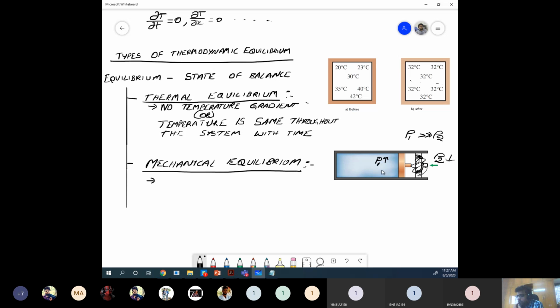Let's say this P1 and P2 come to equilibrium after some time. Obviously after some time this piston will move until P1 is equal to P2. Once P1 equals P2, the piston will stop somewhere here, and that is what we can call the mechanical equilibrium state.